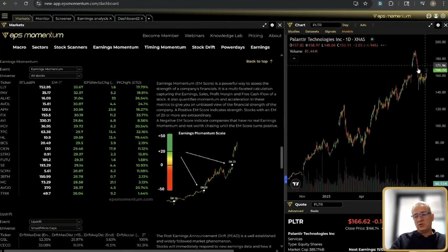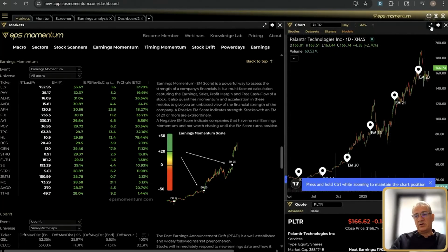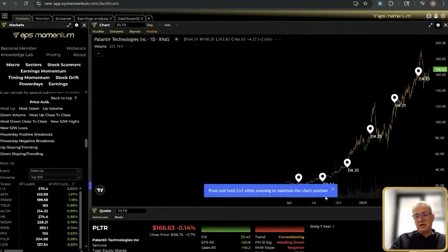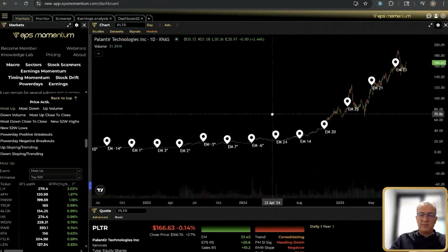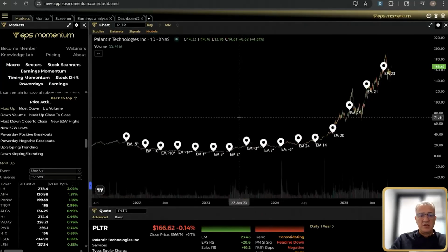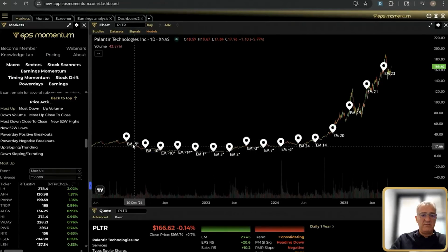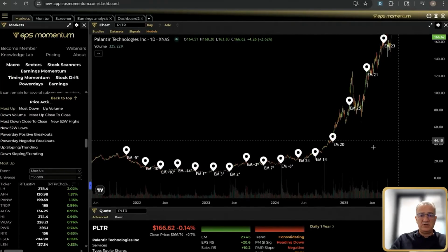So it'll draw the EM on the chart. I'm going to click here for focus, and that would put the chart on full screen. And now I'm going to look at the progression of this stock over time. What was the EM before? What was the stock price? And can we see some sort of a pattern?